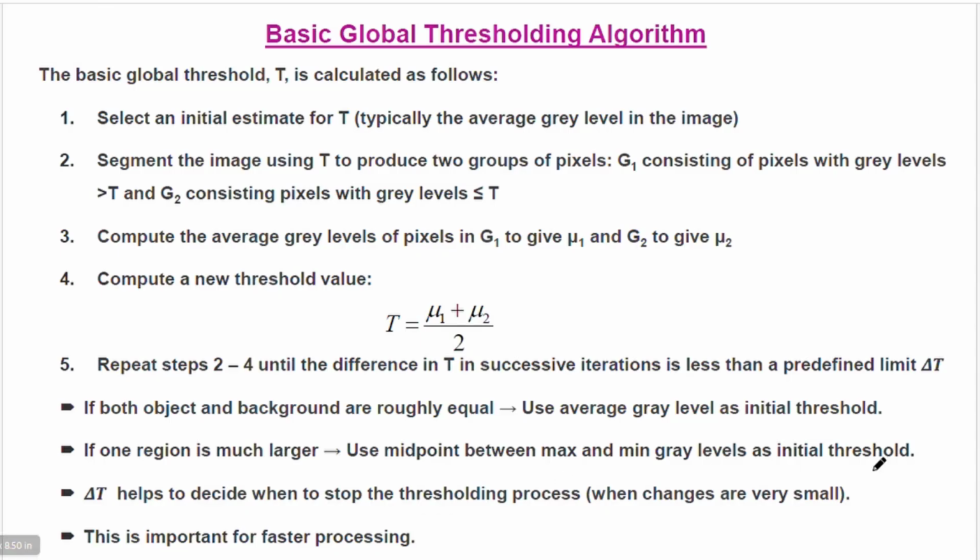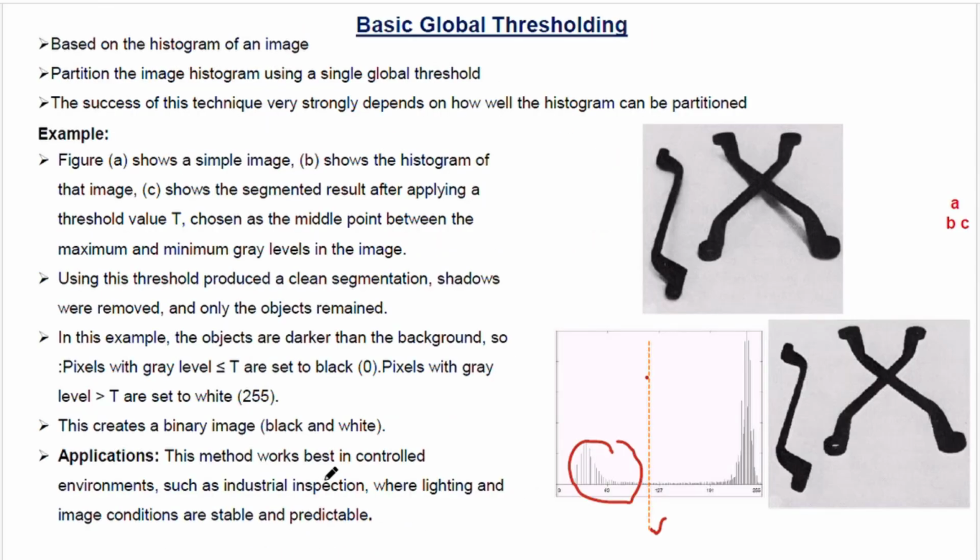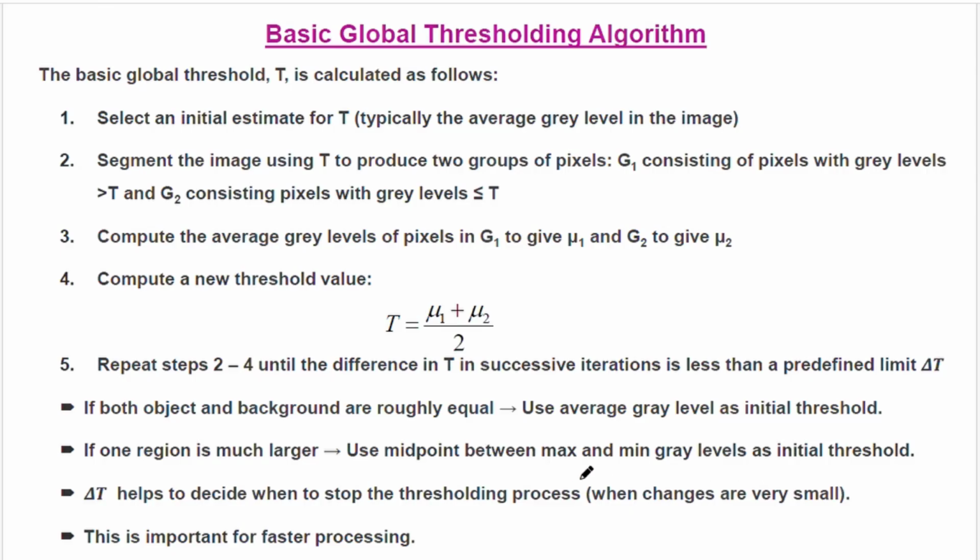If both objects and background are roughly equal, then use the average gray level as the initial threshold. If one region is much larger, like when the background is much larger than the foreground, then use the midpoint between the max and min gray levels as the initial threshold. Delta T helps to decide when to stop the thresholding process when changes are very small. This delta T is important for fast processing.